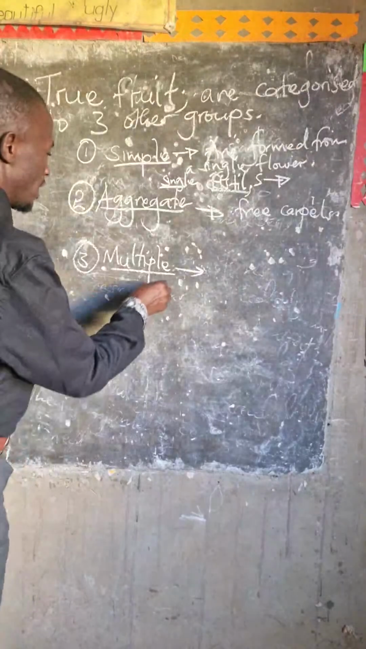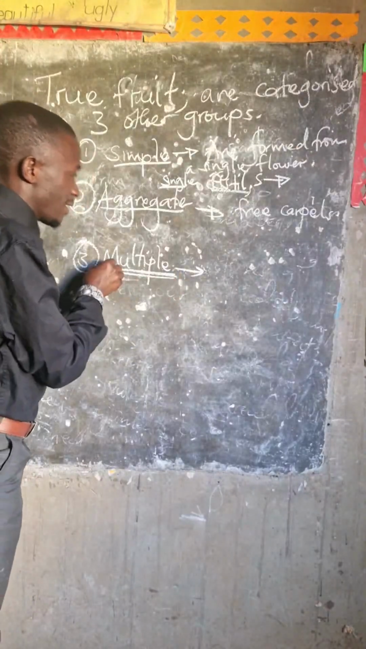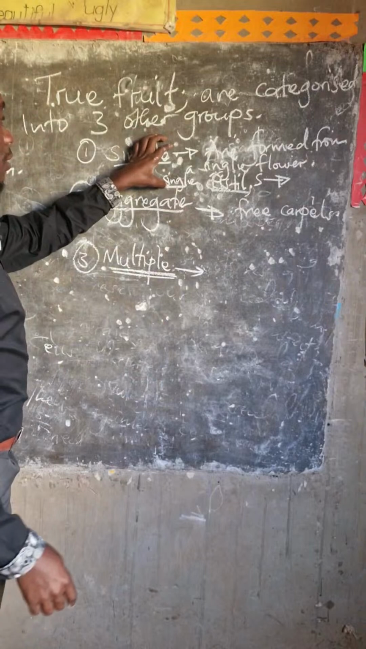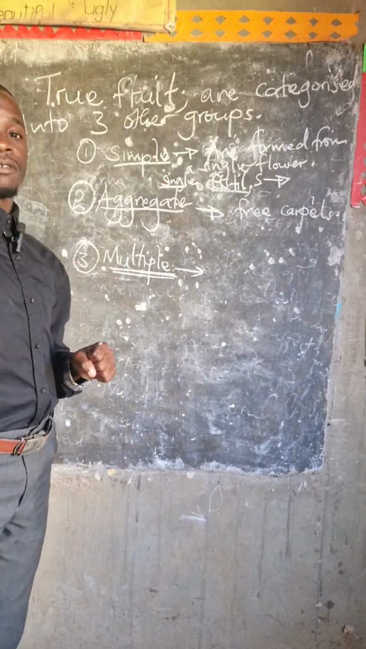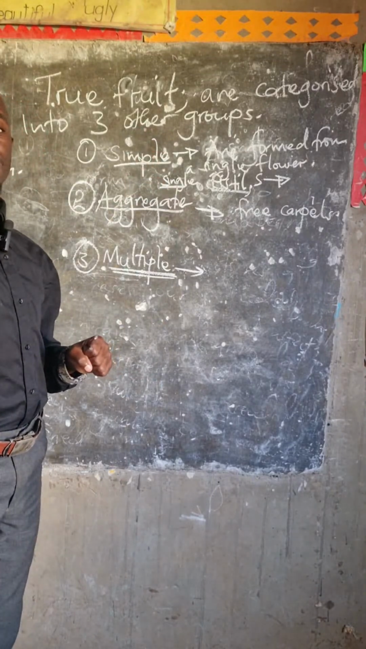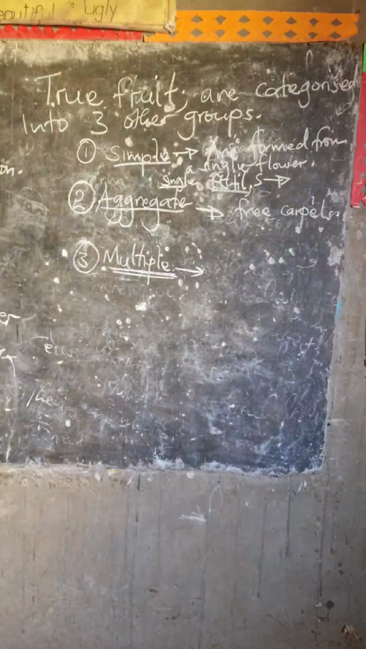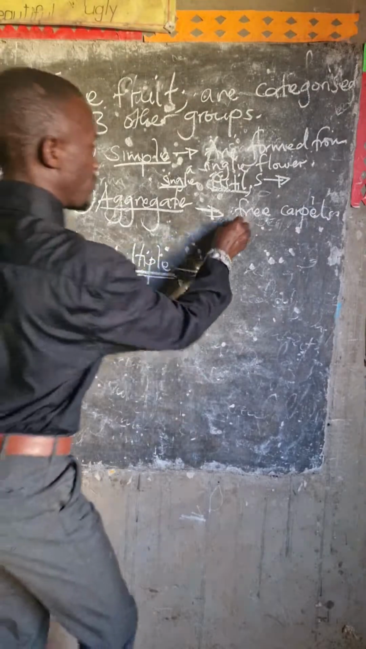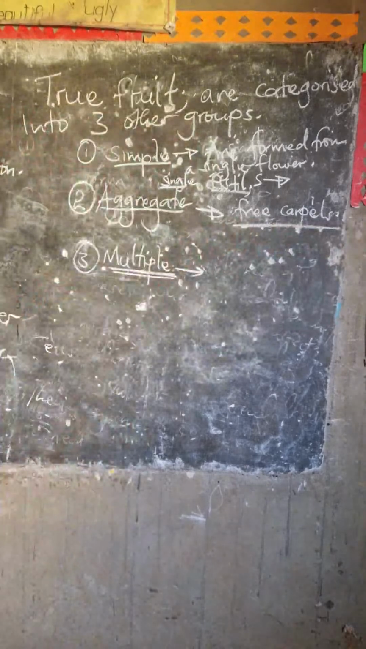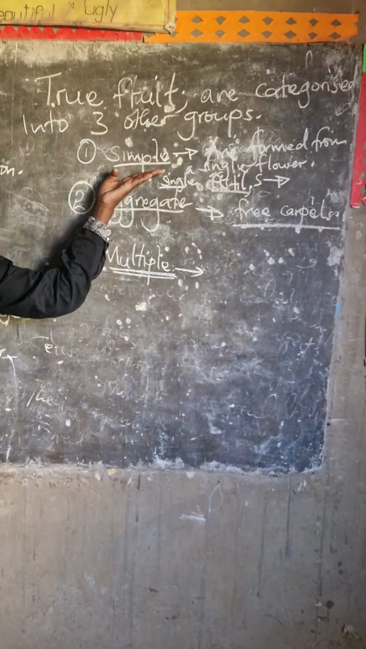To move on to the multiple fruits, we can give examples of simple fruits before we go any further. Yes. Zahala is saying that aggregates are formed from one flower in which the pistil consists of several free couples. That is very nice. That's what you've mentioned here, Madam Zahala. Thank you for that effort. So you can give examples of simple fruits.